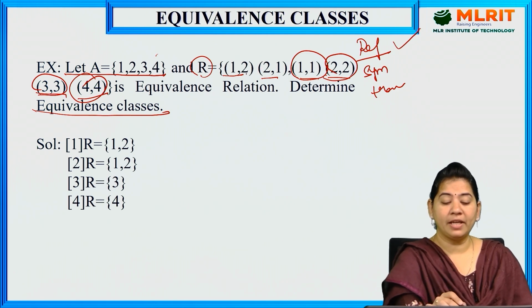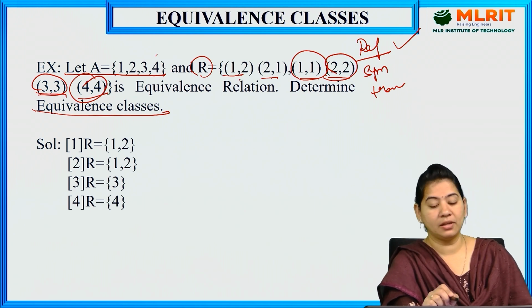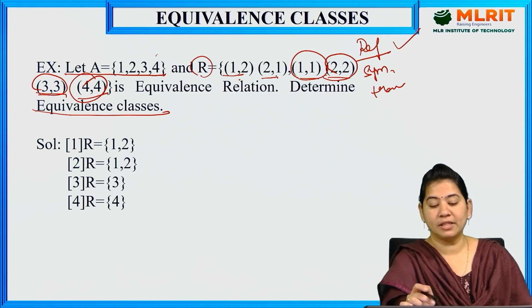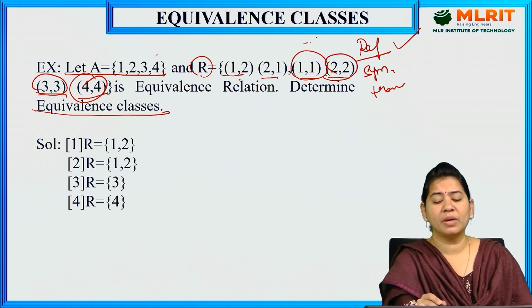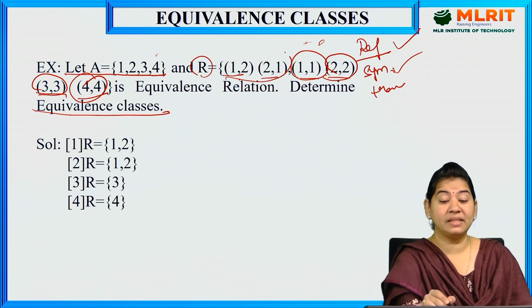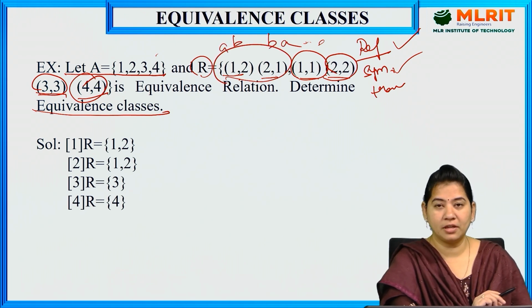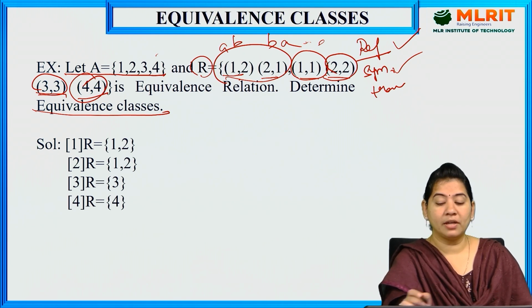In the same way, if (a,b) is there, then (b,a) should also exist in the relation to become symmetric. So (1,2) is there, (2,1) is there, and we don't have any other (a,b) elements, so we cannot check (b,a). So by default it is satisfying the symmetric property, as wherever (a,b) is there, (b,a) is also existing in the relation. Next, the transitive property.